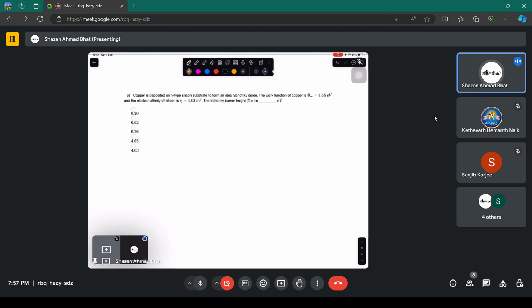Now, copper, what is this? Copper is a metal deposited on n-type silicon to form an ideal Schottky diode. Okay, the work function is given, electron affinity is given. We have to compute the Schottky barrier. So it will form a barrier like this, where this is the Schottky barrier. This is the work function of the metal.